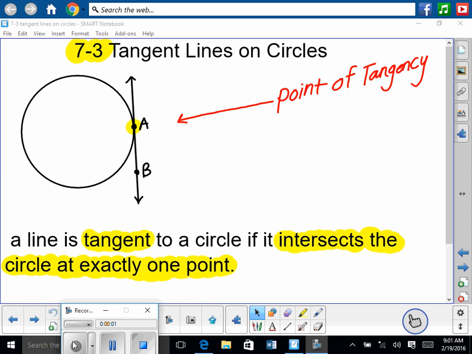Doing 7.3. We're going to be talking about tangent lines on circles. And once again, you should have learned this stuff in secondary 2. We just apply it in a more advanced setting in secondary 3.